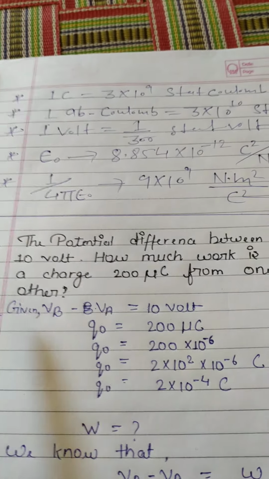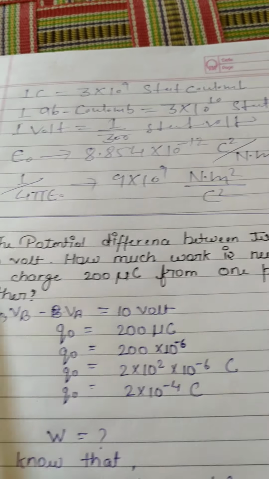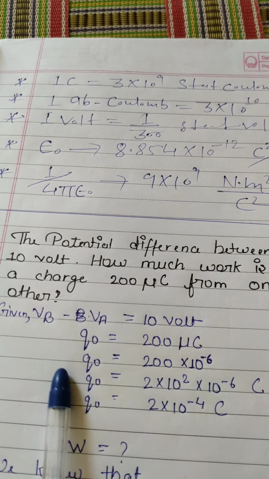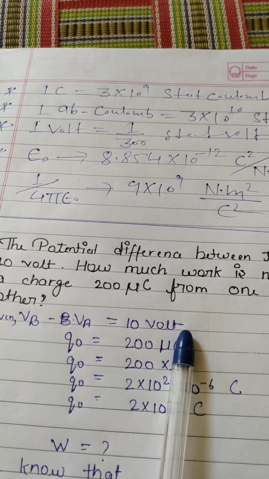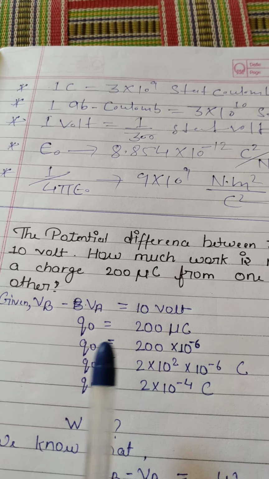Question: The potential difference between 2 points in an electric field is 10 volt. How much work is needed to move a charge of 200 microcoulomb from one point to another point? Given V_B minus V_A equals 10 volt, Q naught equals 200 microcoulomb, which is 200 into 10 to the power minus 6.